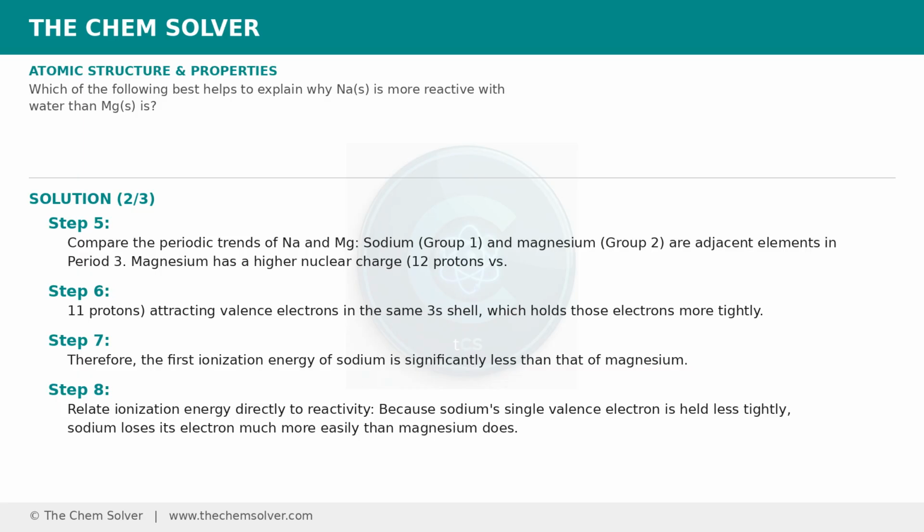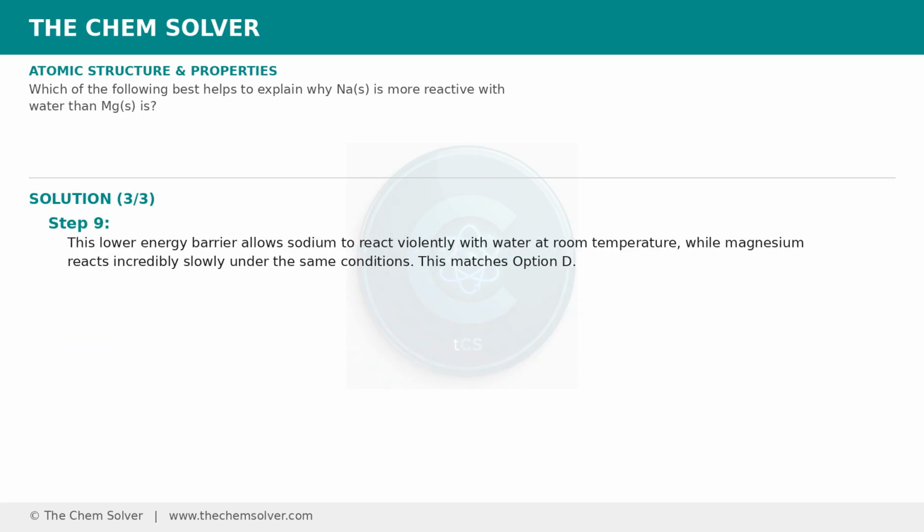Relate ionization energy directly to reactivity. Because sodium's single valence electron is held less tightly, sodium loses its electron much more easily than magnesium does. This lower energy barrier allows sodium to react violently with water at room temperature, while magnesium reacts incredibly slowly under the same conditions. This matches option D.